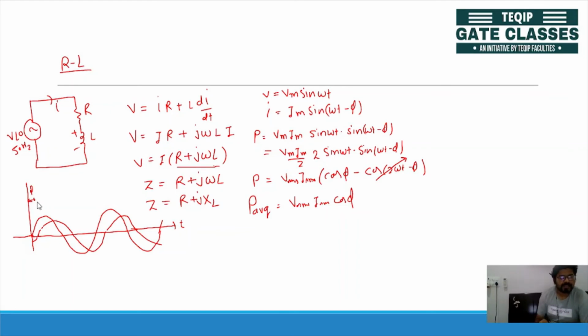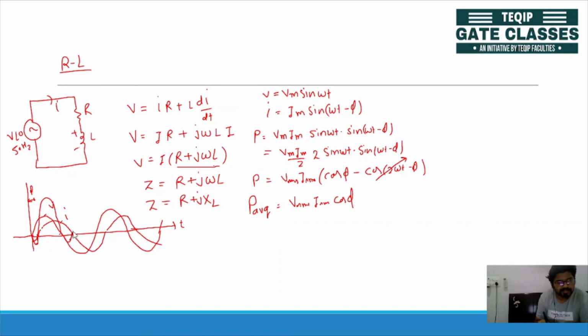Okay, now draw the power waveform. Let's say this is voltage, this is your current. Now power: from here to here the current is negative and voltage positive, so a small negative power will be there. From here to here both voltage and current are negative, so a big positive power will be there. And from here to here again voltage is positive, current negative, so a small negative power will be there.